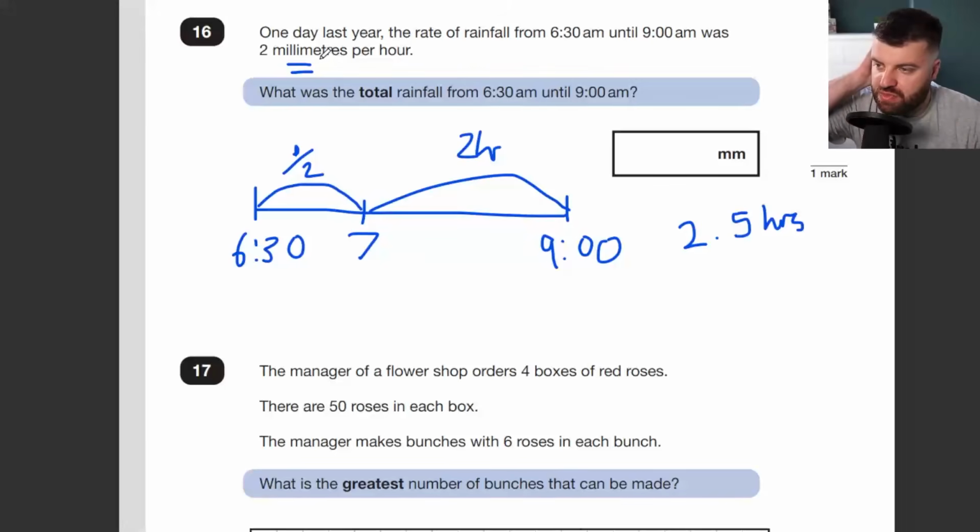So the rate was 2 millimeters per hour. So we have 1 hour, 2 millimeters. 2 hours is another 2 millimeters. So that accounts for the 2 hours. There was 4 millimeters there.